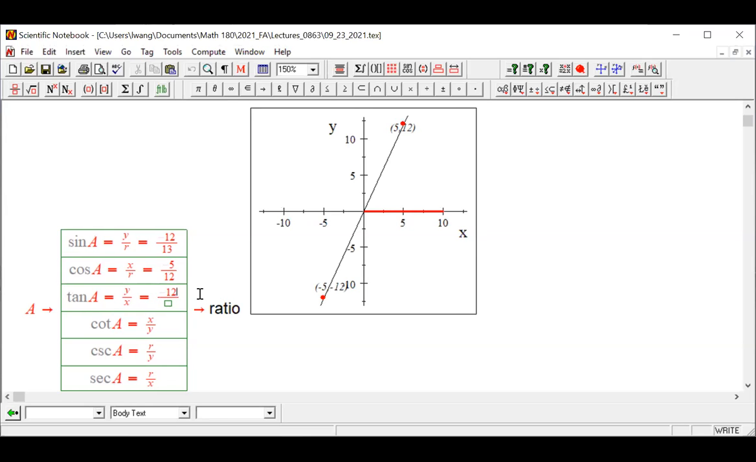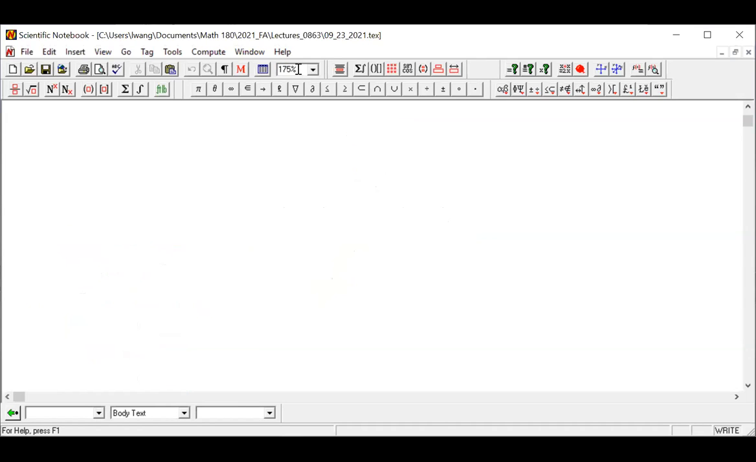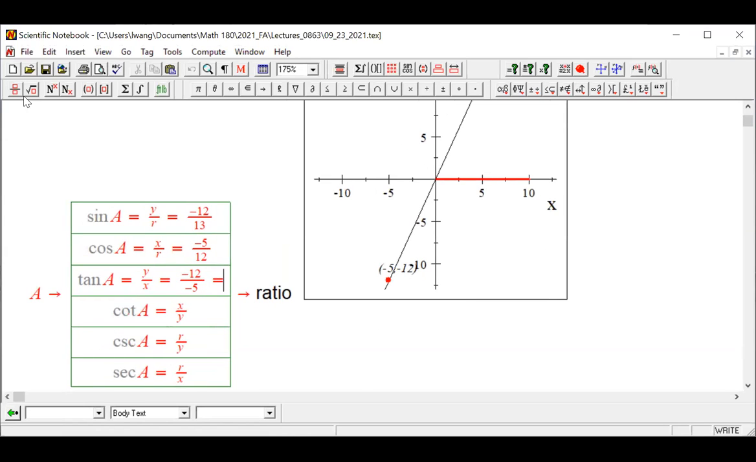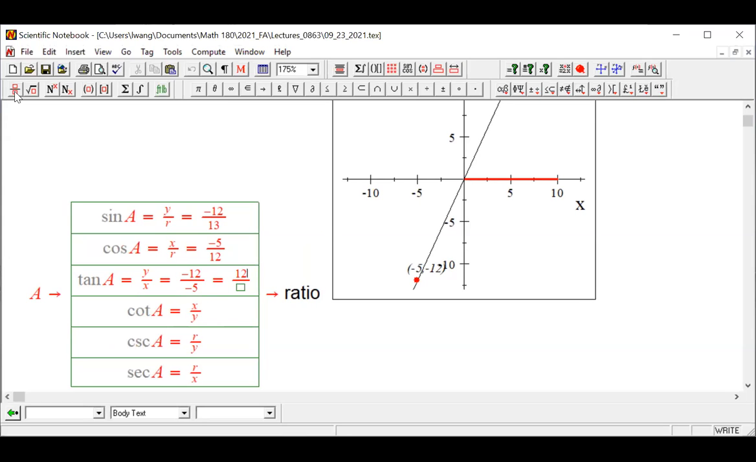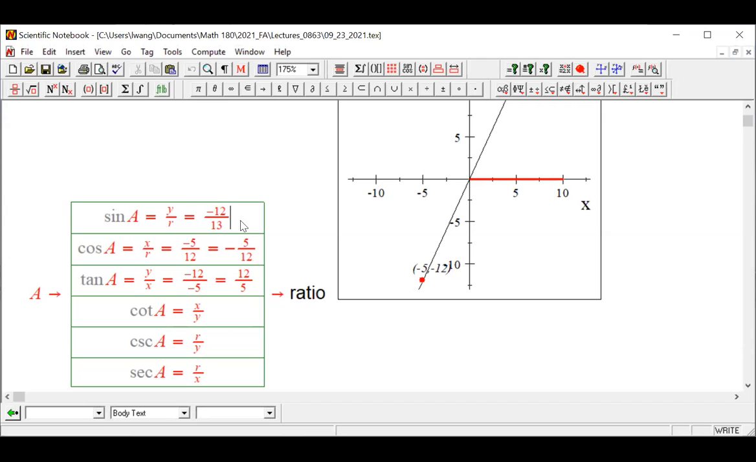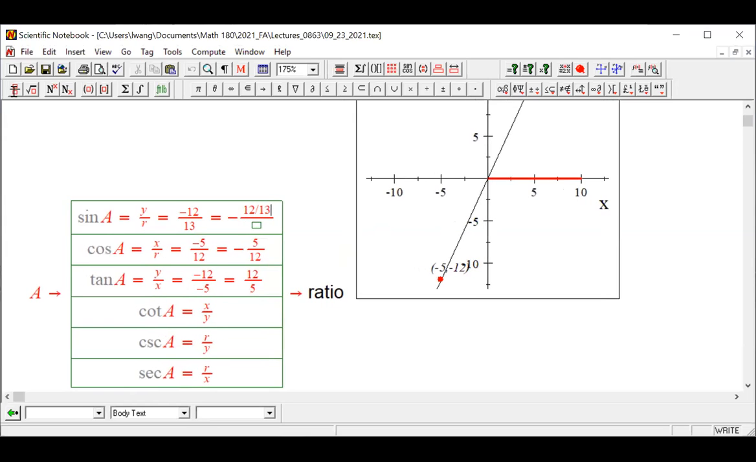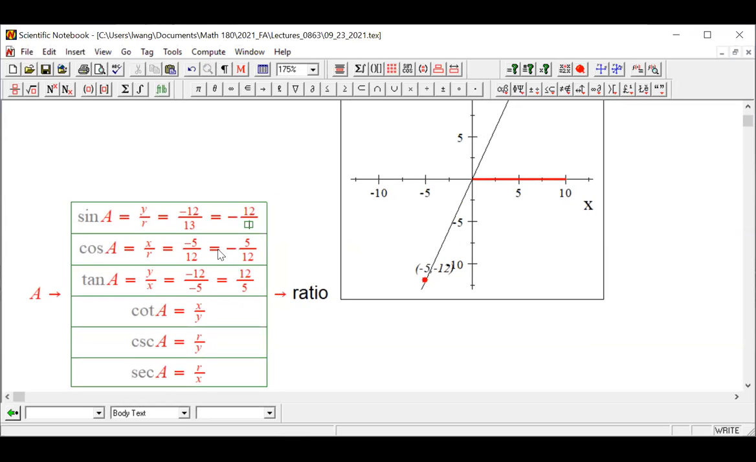So y is -12, x is -5. You simplify. What is this mess? -5. Okay, so now you don't get to see the negative sign, right? I'm sorry. The negative sign. In this case, simplify. -12 over -5 is 12 over 5. And these, you can just write it as -5 over 12. Right? And this will be -12 over 13. You guys see that? 12 over 13. Got it?